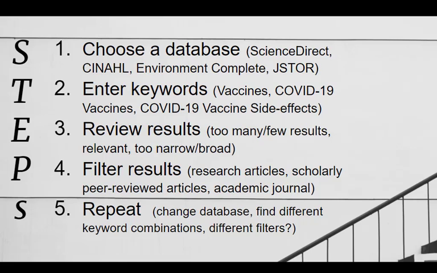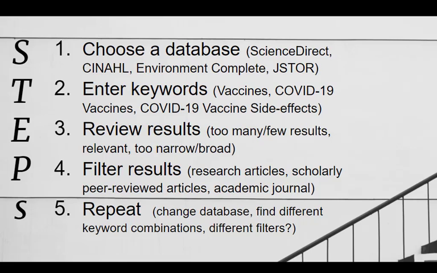If you remember from the first tutorial that we did, a lot of our databases will have options that allow you to refine your list of results in many different ways. The one that will probably be more important to you for this assignment is to try to find an option for filtering your list of results so it only includes scholarly peer-reviewed material.